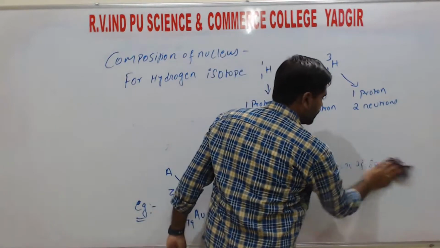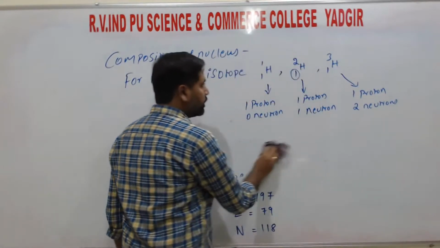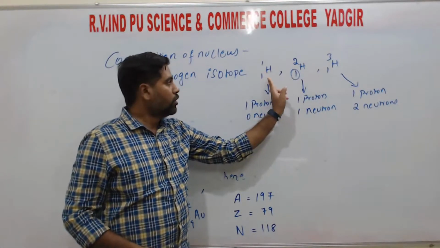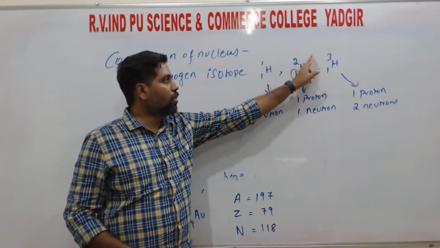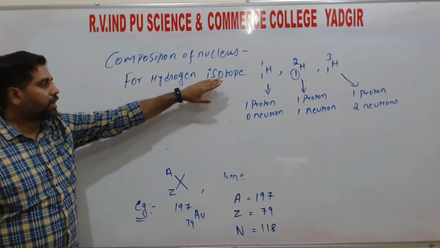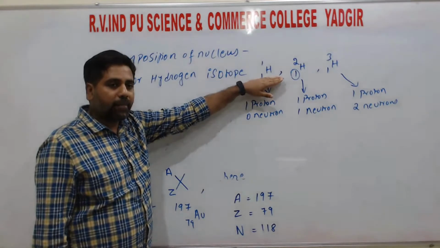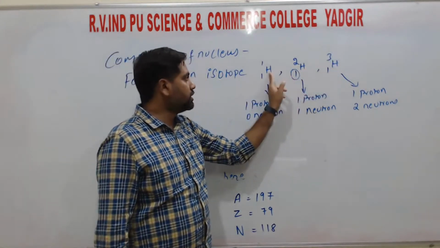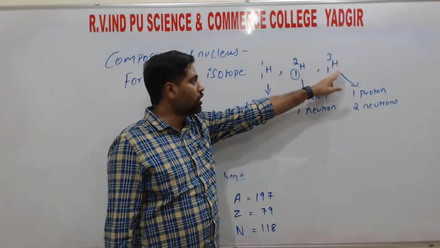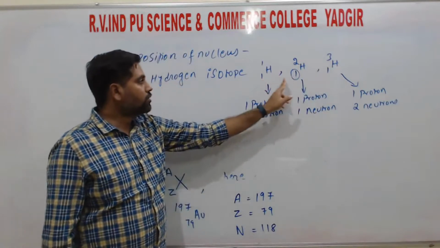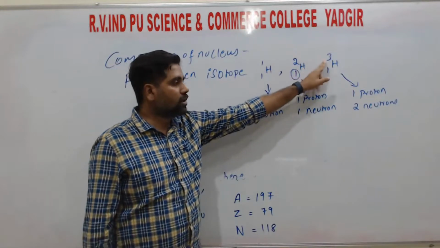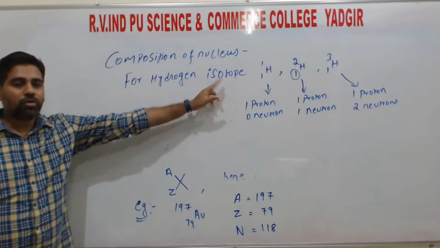Here are a few more definitions as well. One is isotope. We can define isotopes as nuclei with the same Z, that is the same atomic number, but different mass number, of the same element. Here, if we observe, all the elements are hydrogen, right? In the same element we have the same proton number, that means the same atomic number but different mass number. That one we call isotopes, right?